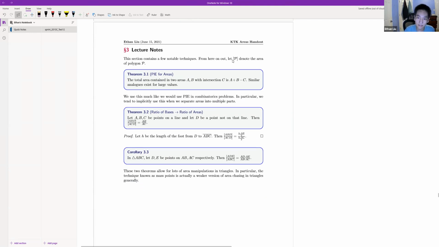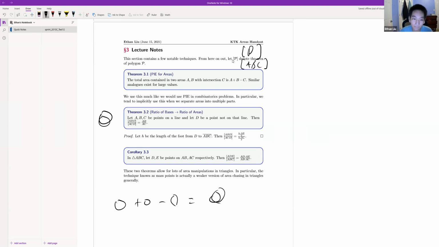And yes, let this notation denote the area of a polygon, right? For example, ABC denotes the area of triangle ABC. The first theorem is what I was alluding to earlier, the PIE, or principle of inclusion and exclusion for areas. When we have areas, the area of the total thing is just the area of one thing plus the area of another thing minus the area of the intersected thing, right?